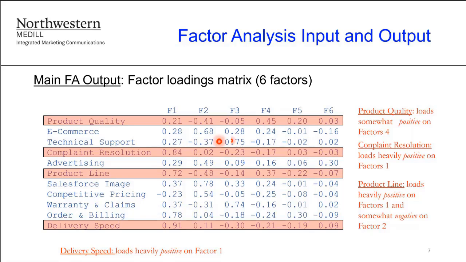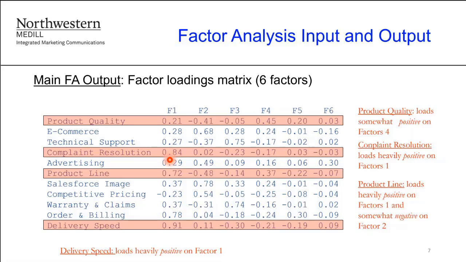And how about the complaint resolution? If you look at the factor loading value under F1, it is 0.84, which is significant and high, and this is a positive value. So we can say that the complaint resolution loads heavily positive on factor 1. That's what we can see for the complaint resolution.